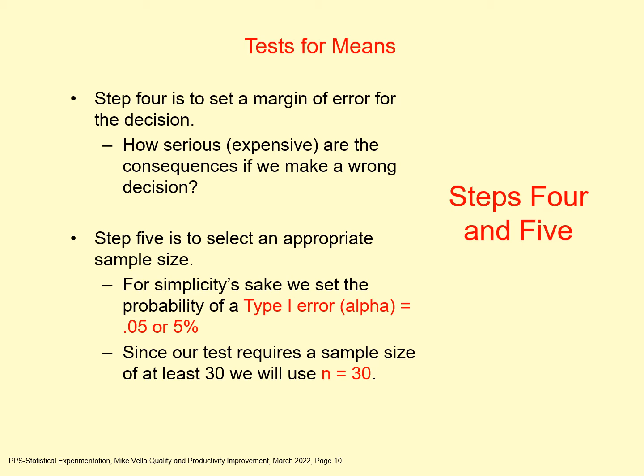Step 5 is to select an appropriate sample size. For simplicity's sake, we will set the probability of our type 1 error, that is our alpha error, at 0.05 or 5%. Since our test requires a sample size of at least 30, and there's nothing indicating that sampling will cost us too much money, we will use n, or the sample size, of 30.